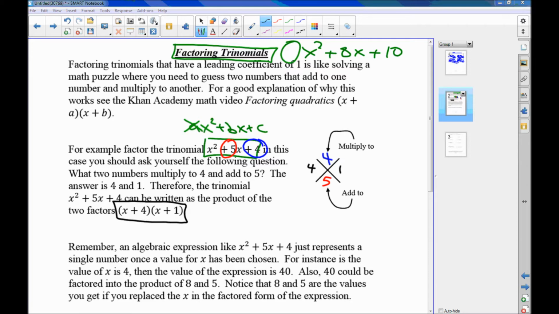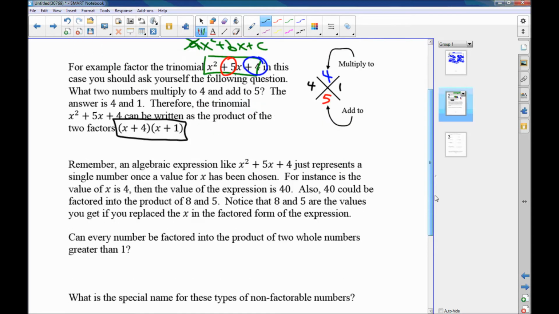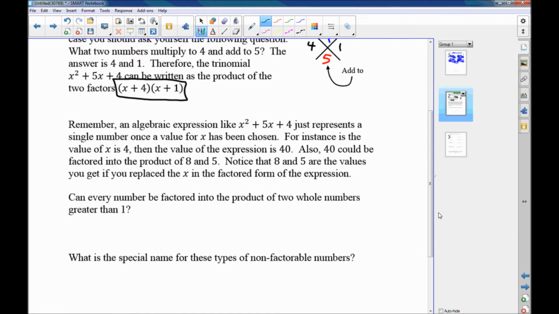So we're going the reverse of FOIL. We learned FOIL to put it together, and now we're going to unfoil, just like we undistributed in last time's notes. Remember, an algebraic expression like x squared plus 5x plus 4 just stands for a single number once we choose a value of x. So if we chose x to be 4, just picking a random number here, then we do 4 squared plus 5 times 4 plus 4. This would add up to 40 when I'm done working it out. So if I chose 4, the value of the expression is 40.